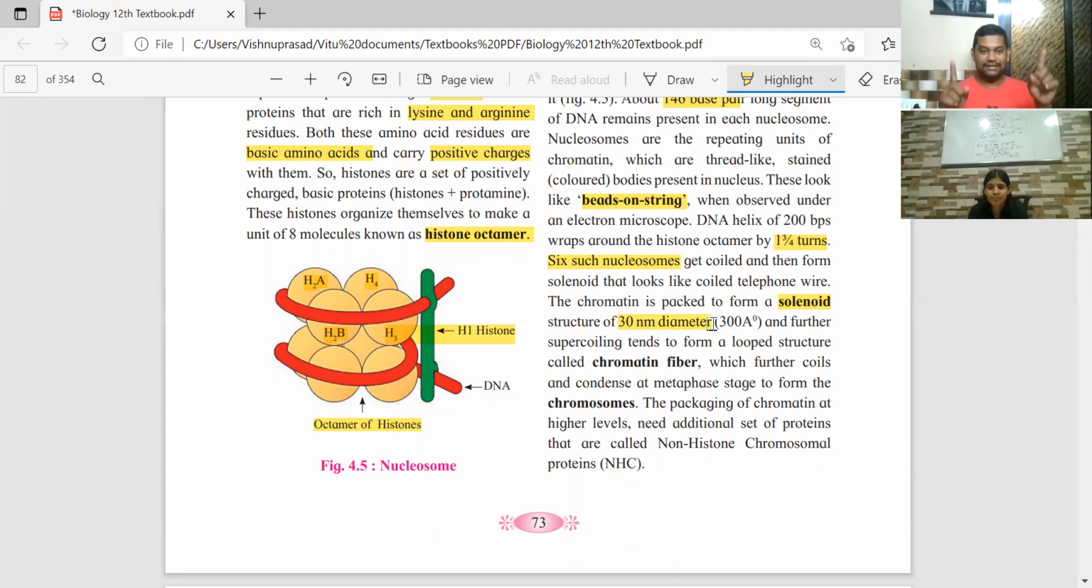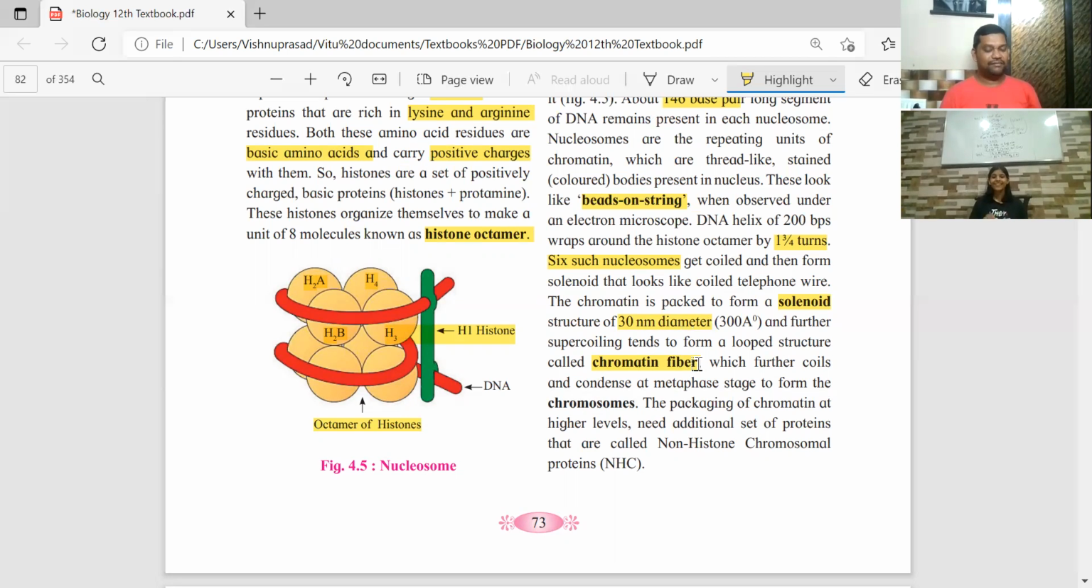30 nanometer. All these numbers which are coming up, इसका dimension, number, diameter, everything, you have to learn. फोन का वायर है सोलेनॉइड, उसका होता है सुपर कॉइल, जैसे पहले हमने देखा. It's a super coil. So that super coiling, when it happens, it becomes a chromatin.